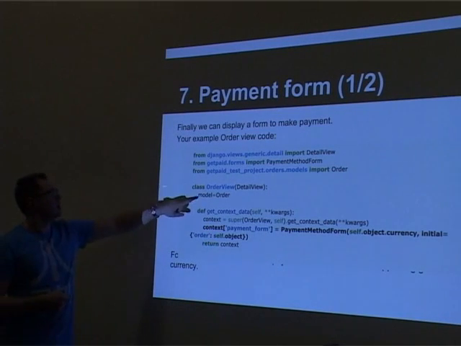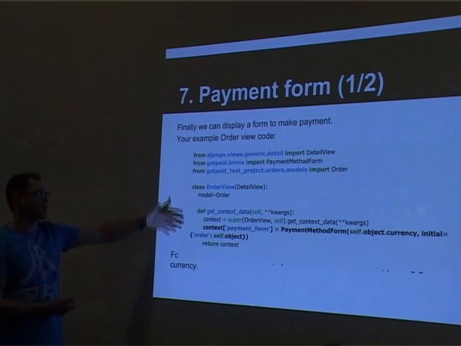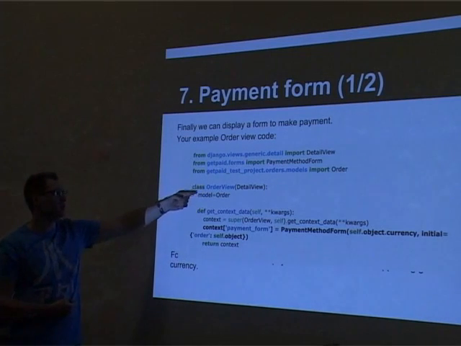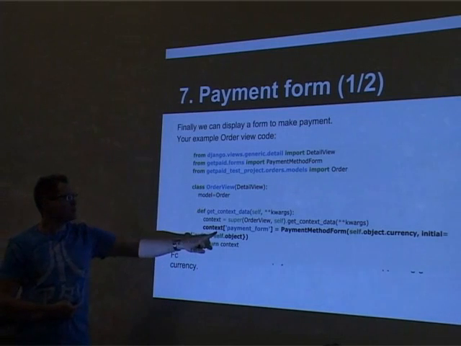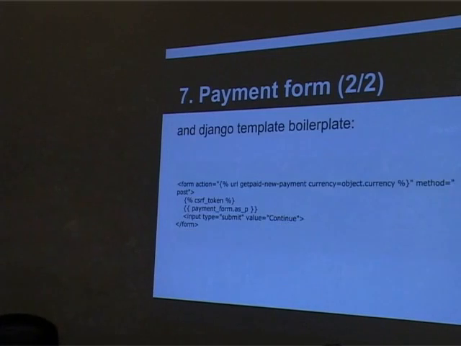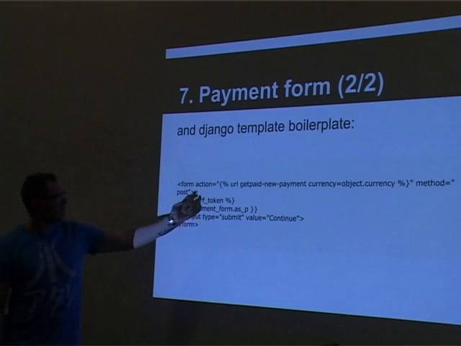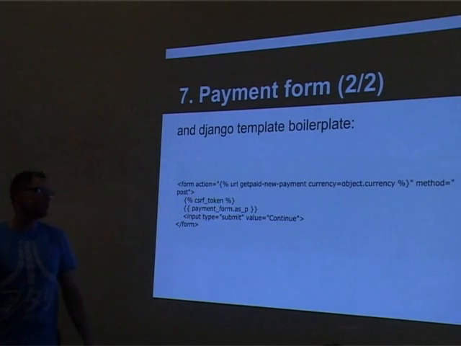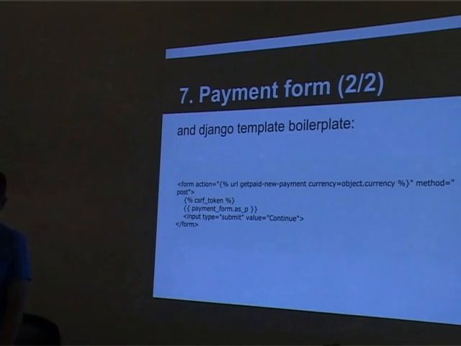Second thing, you have some order view here that is your code, because it's not GetPaid code. All you want to do is define this context variable, which will store your form, and then just put it in the template, linking the action to this URL that GetPaid will expose for you. So it's GetPaid new payment. And basically that's it.